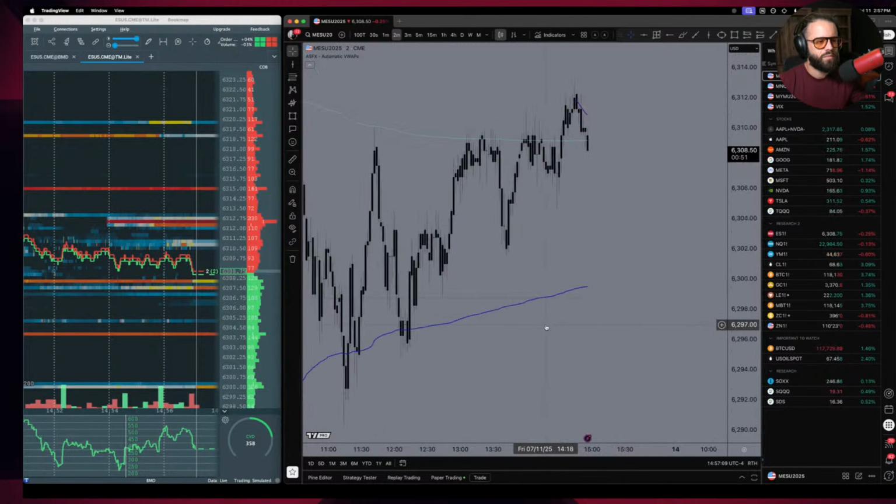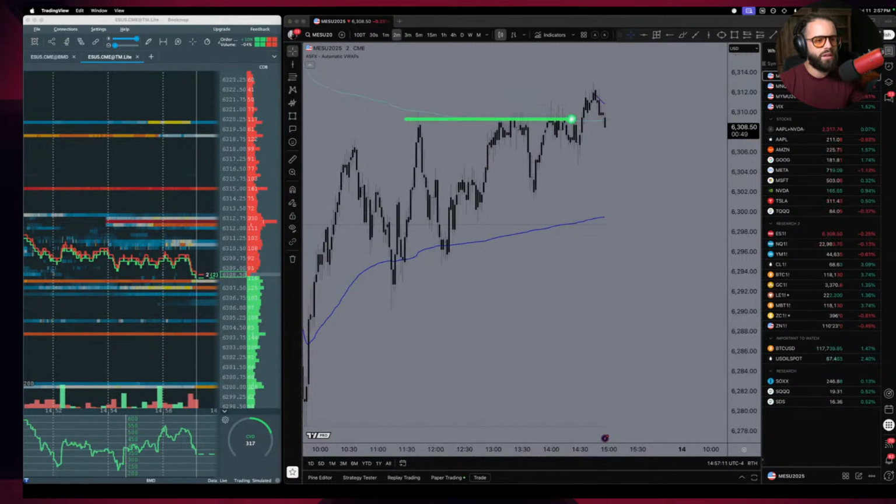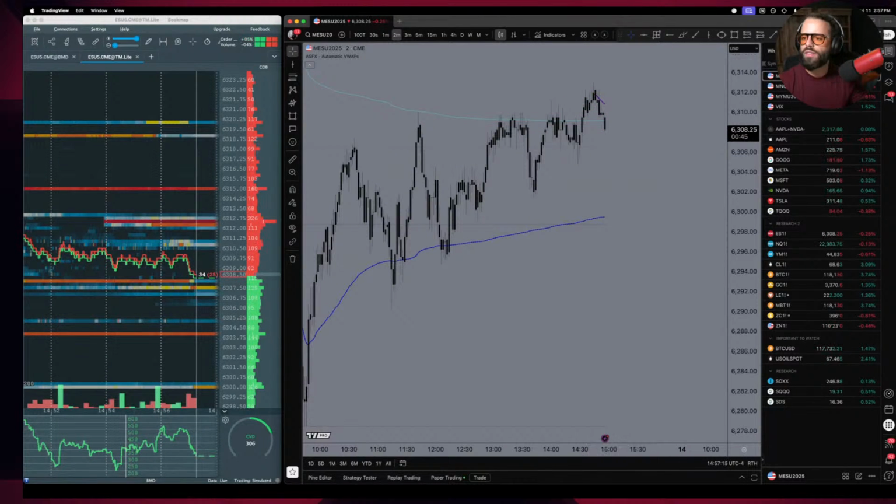Okay, this area has definitely been resistance today. 63.10, 63.12 definitely has had a hard time getting above it. No doubt about that. Yeah, absolutely.